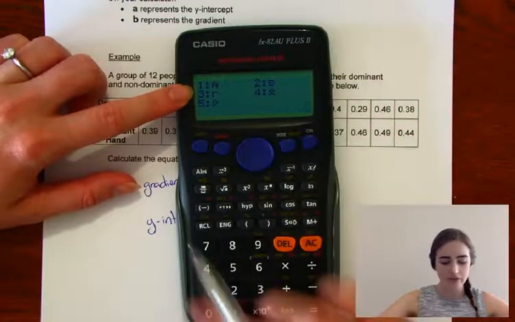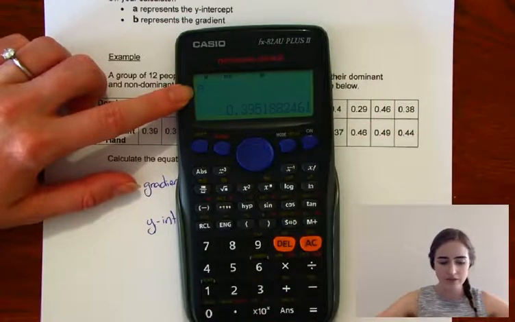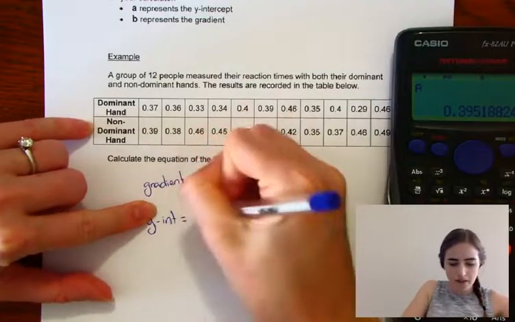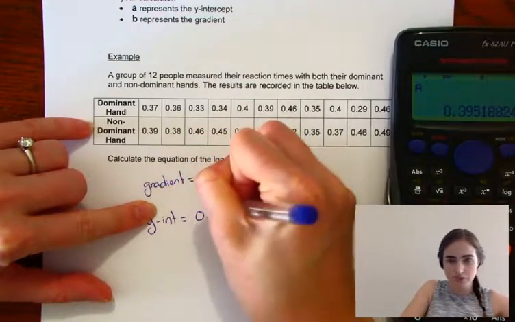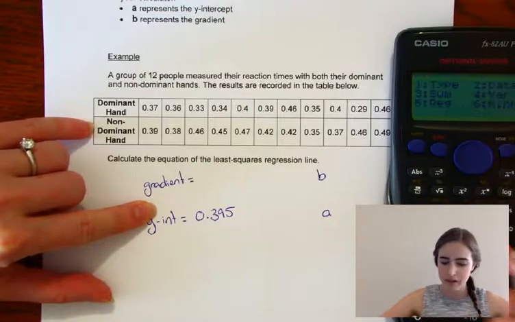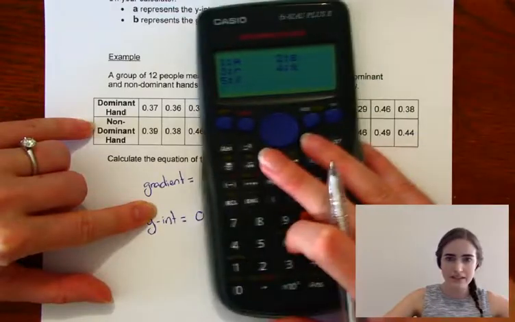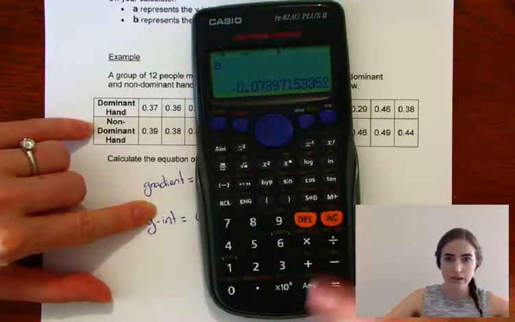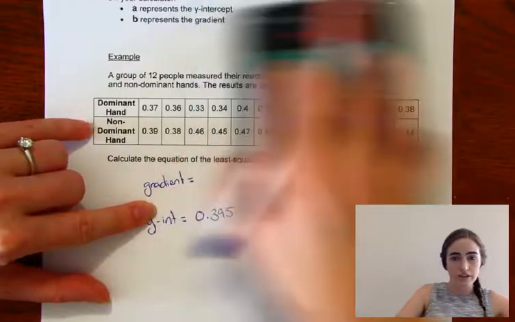So let's figure out A first. So we'll hit A equals. So we've got 0.395 if we do it to 3 decimal places. And we'll go back in and we'll press B this time. So 2 equals, and we'll have 0.079 if we round to 3 decimal places.